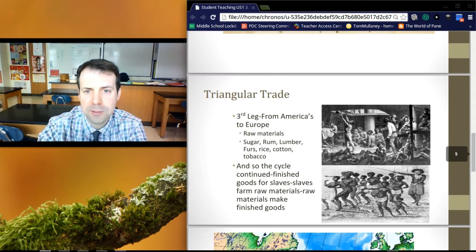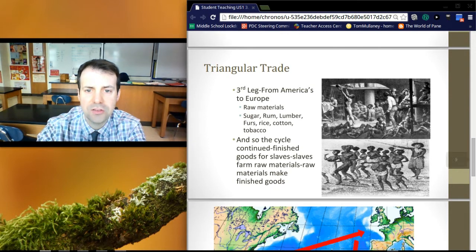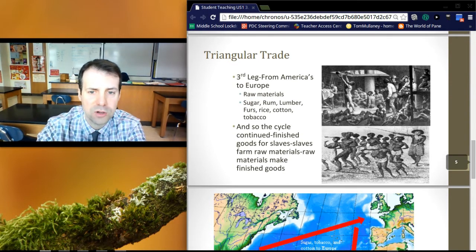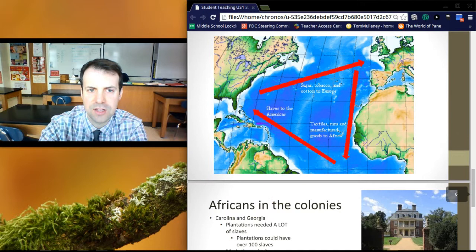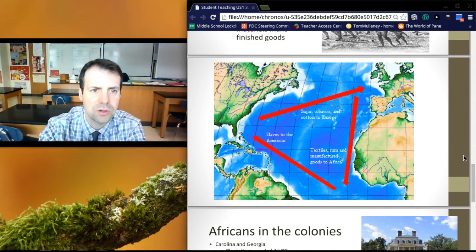All right, third leg is from the Americas to Europe. That's your raw materials, your lumber, your rice, your furs. And so that's what happened, all part of mercantilism. And that there is the conventional view of it that your textbook would talk about. The Middle Passage is really what we want to focus on, and that's your slaves to the Americas. All right, that's known as the Middle Passage, the brutal passage for slaves. Like I said, 40% die.